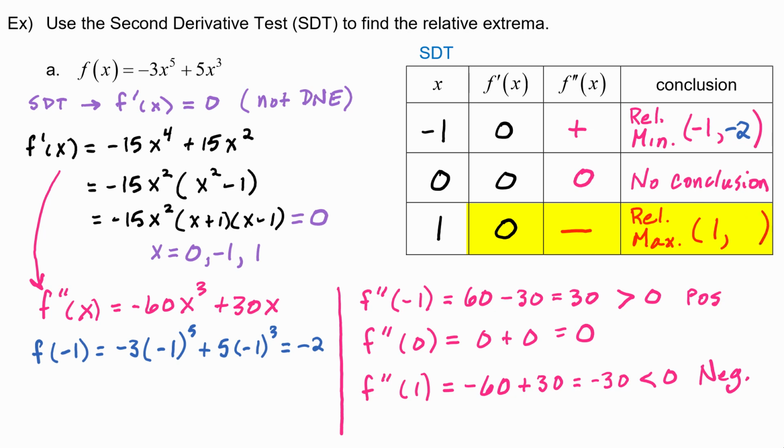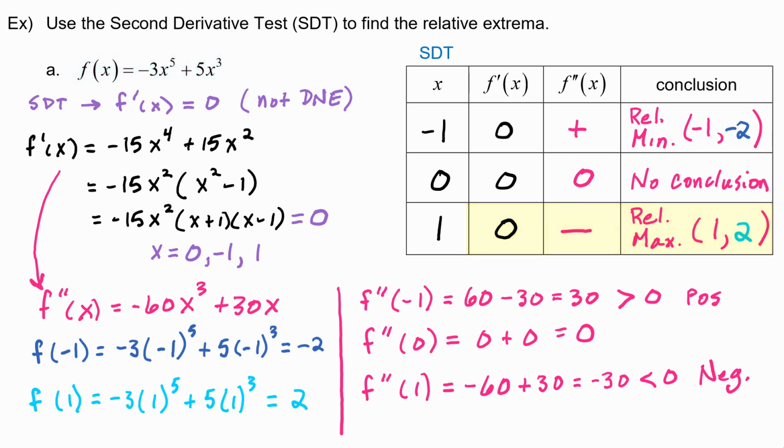And then to find the y value, we will need to plug into f. So f of 1 is going to equal negative 3 times 1 to the 5th plus 5 times 1 cubed, which is going to equal positive 2.